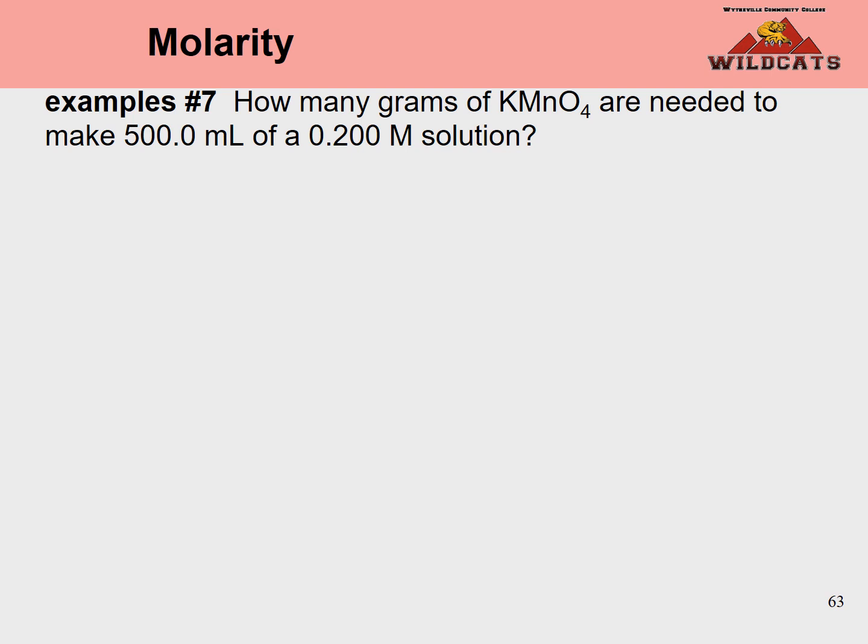So now I want to know how many grams of KMnO4 are needed to make 500 milliliters of a 0.200 M solution. So now we're going in reverse. We were given grams and we want to know what the concentration is. Now I want to know how many grams I need to make a specific concentration of a specific solution. Well, if you remember that molarity was moles over liters, so M times V equals moles.